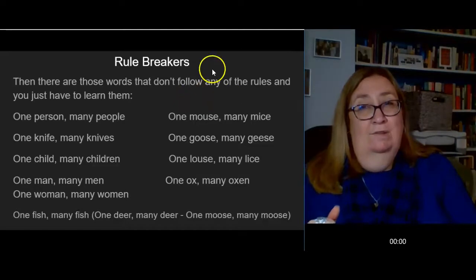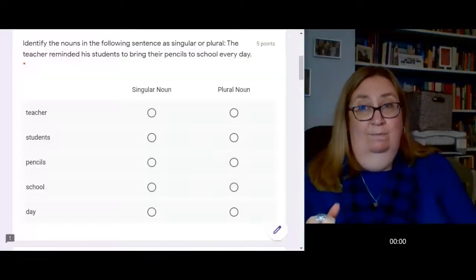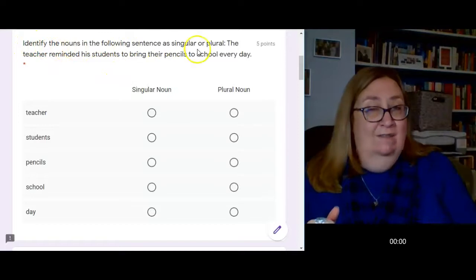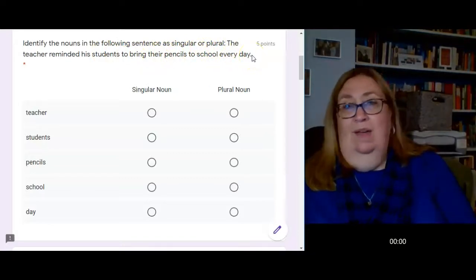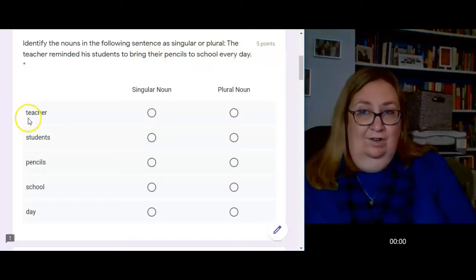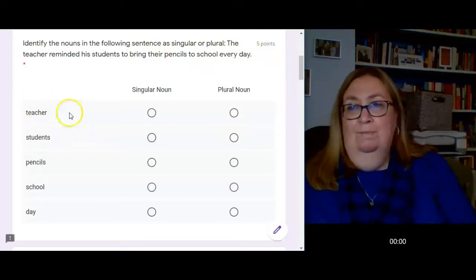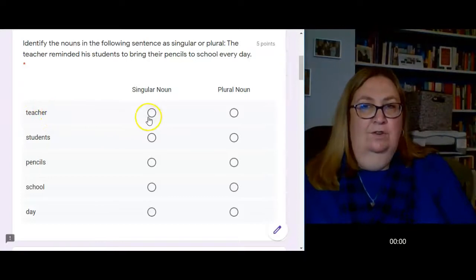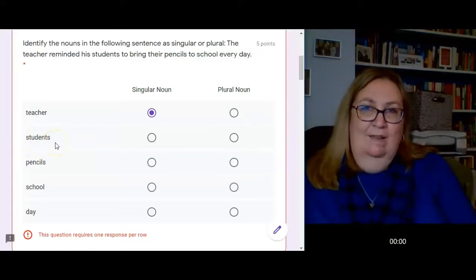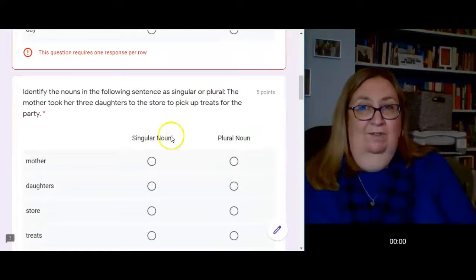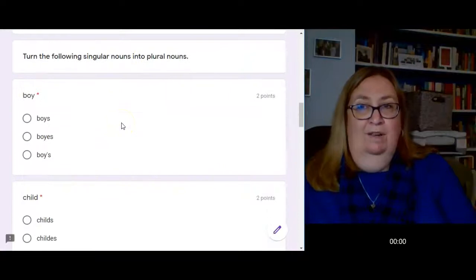So let's look at what you're going to be doing today with singular and plural nouns. You're going to identify the nouns in the following sentence as singular or plural. And here's the sentence. The teacher reminded his students to bring their pencils to school every day. So teacher. Is this one teacher or many teacher? Well, it's one teacher, so it's singular. Is this one student or many students? It's many students, so it's plural. So that's the first thing you're going to have to do. Then there's another sentence. The mother took her 3 daughters to the store to pick up treats for the party.